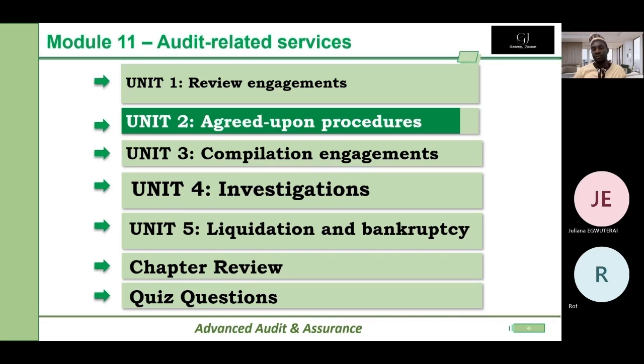So if we don't have any question, let's rush to agreed upon procedures. Any question? Nice to have you, Rufiat. You're welcome to the call. Any question on review engagements? Good evening. You're welcome. This review engagement now, it's a combination of everything concerning audit-related services, right?